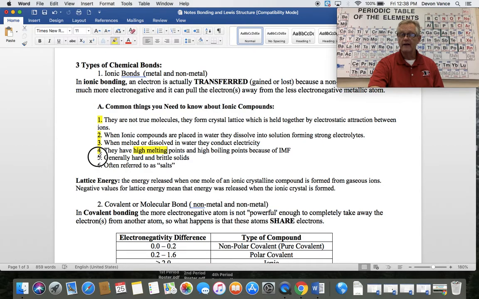Generally, they are brittle, kind of like peanut brittle. You've probably eaten peanut brittle, right? When it warms up a little bit, it can be kind of firm like Play-Doh, but if it cools down, it just ching and shatters. That's it. And then finally, we often refer to them as salts.